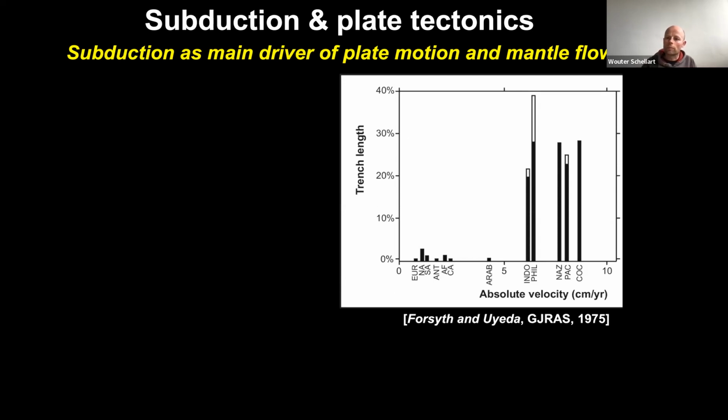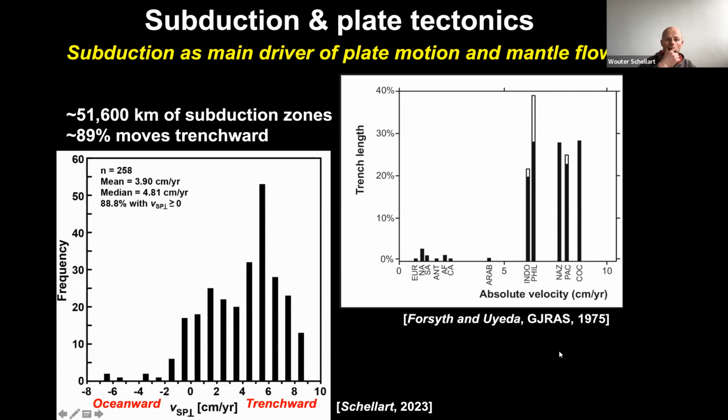So this has convinced many geodynamicists and geoscientists in general that subducted slabs are indeed the major driver of tectonic plates, simply due to slab pull forces. So this is one line of evidence. Another one is simply by looking at what the actual velocities are at the subduction zone trench. So here we see a frequency plot. This frequency plot has been made by basically looking at all the active subduction zones on Earth.